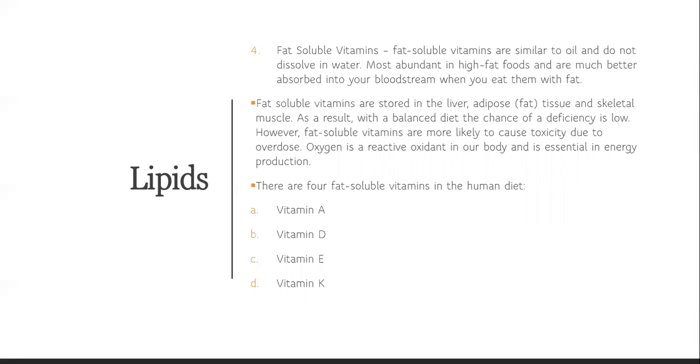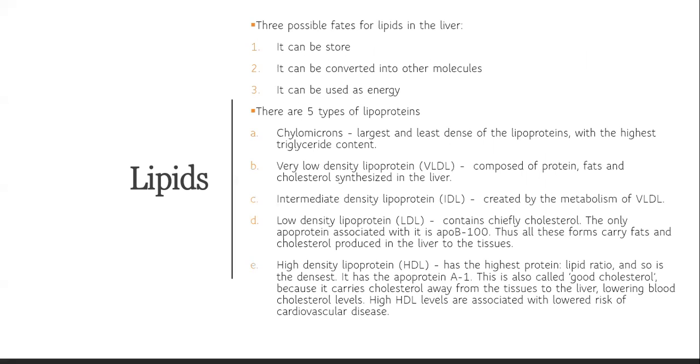Then lastly, we have the fat-soluble vitamins that are similar to oil and do not dissolve in water. They are stored in the liver, adipose tissue, and skeletal muscle. There are four fat-soluble vitamins in the human diet: the ADEK, vitamin A, vitamin D, vitamin E, and vitamin K.